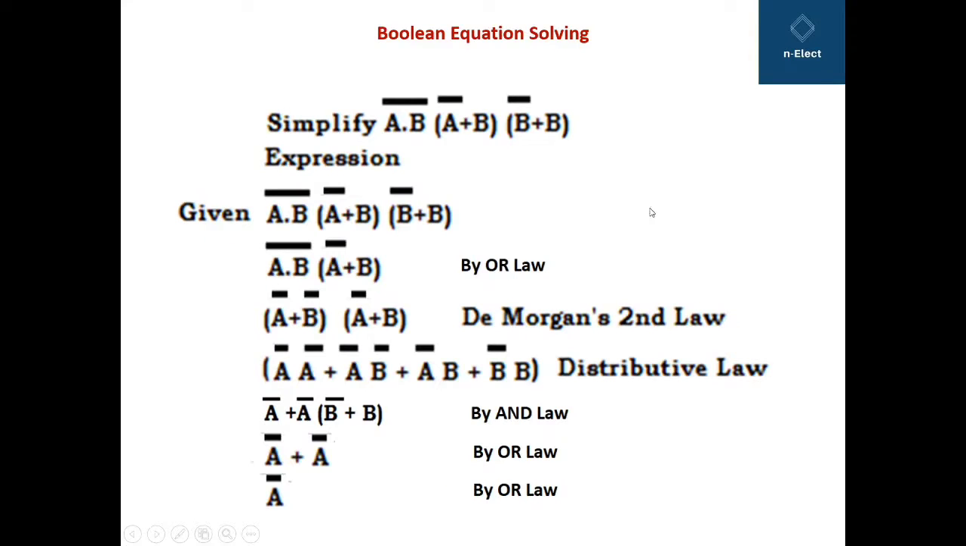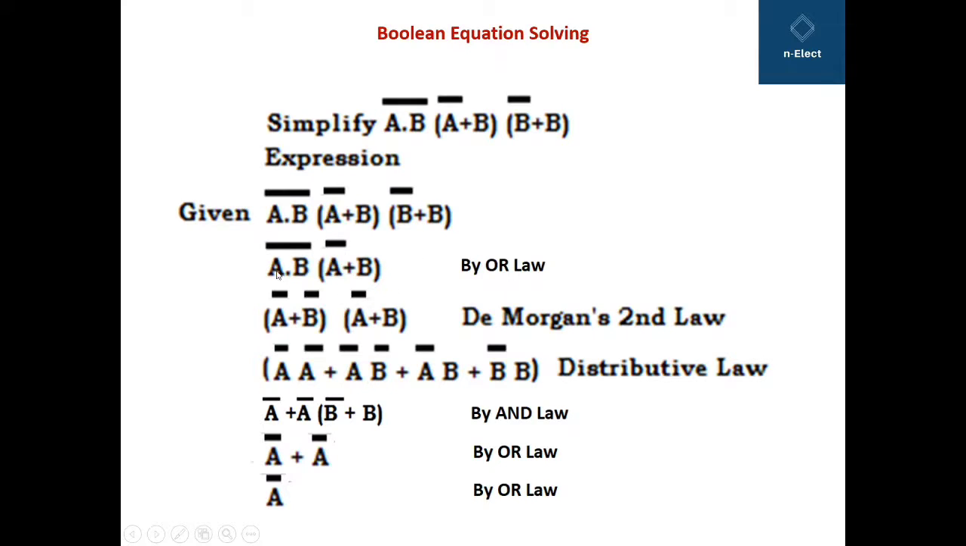Moving on to the next, here we have to simplify (A dot B) whole bar into bracket A bar plus B into second bracket B bar plus B. Now this is the original expression given to us. By applying the OR law to B bar plus B, if one term is 0, the second has to be 1, so in that case this is equivalent to 1. The remaining term will remain as it is, (A dot B) whole bar into bracket A bar plus B, and this other factor is turned into 1, so we will not take it into the picture.